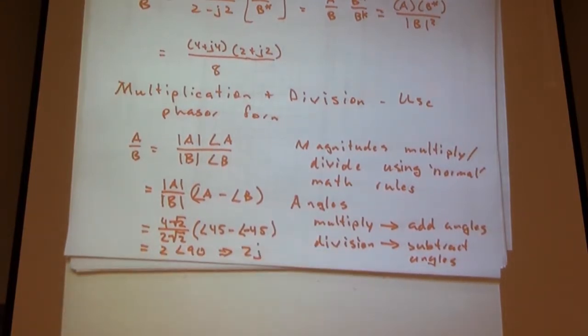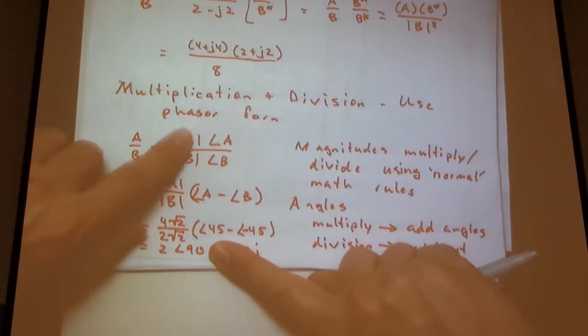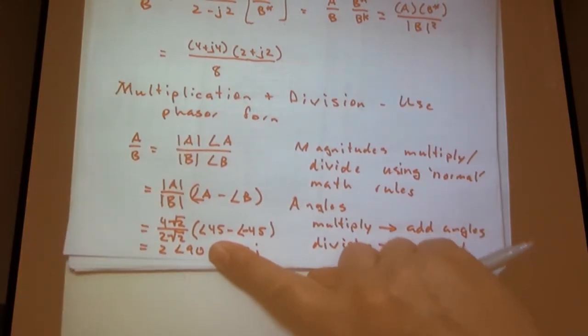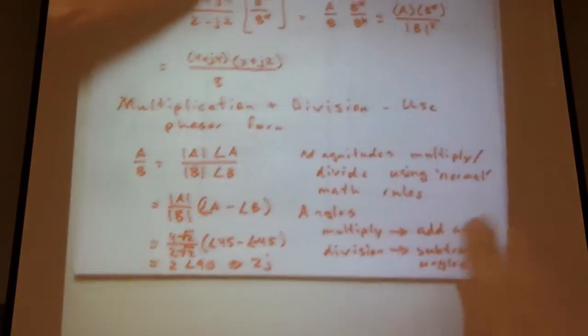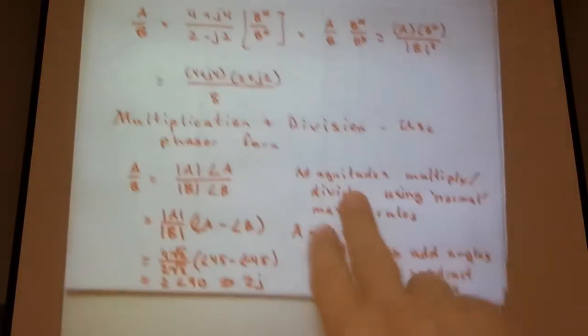But we want to do all the multiplication and division in phasor form. Now certainly you can go through a mess like this, but there's no reason to. Once you have it in phasor form, it's much easier.